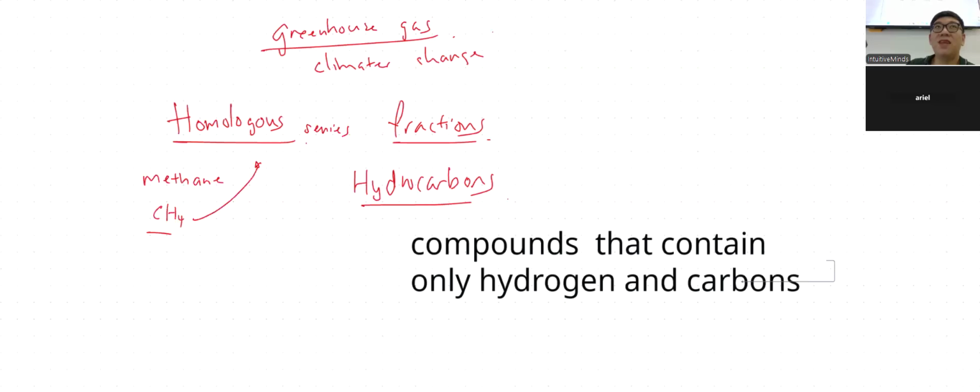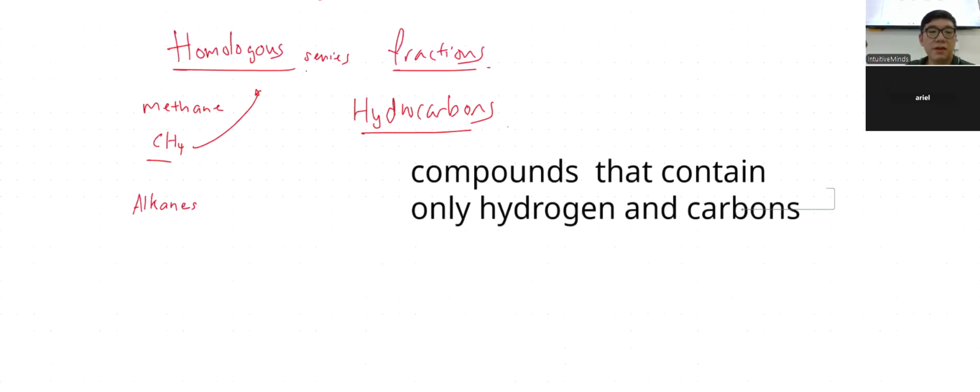Can you tell me what is the name of that homologous series? Starts with A. Alkanes. There's alkanes and alkenes, right? How do we know that methane is an alkane and not an alkene? Because alkanes will only contain carbon-carbon single bonds, and as for alkenes, they will have one or more carbon-carbon double bonds. You will have at least one.